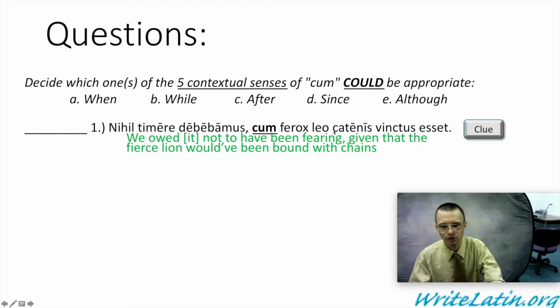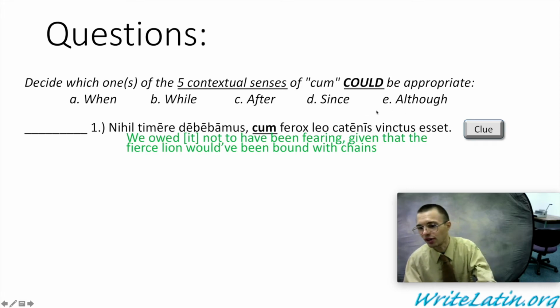We owed it not to have been fearing after the fierce lion would have been bound with chains. Yeah, that works. We owed it not to have been fearing while the fierce lion would have been bound with chains. Nah, that doesn't work, because you don't say while referring to an event even farther back in the past. So that one doesn't work. After works, and now let's try when. We owed it not to have been fearing when the fierce lion would have been bound with chains. Yeah, that works, but it's lame, isn't it?